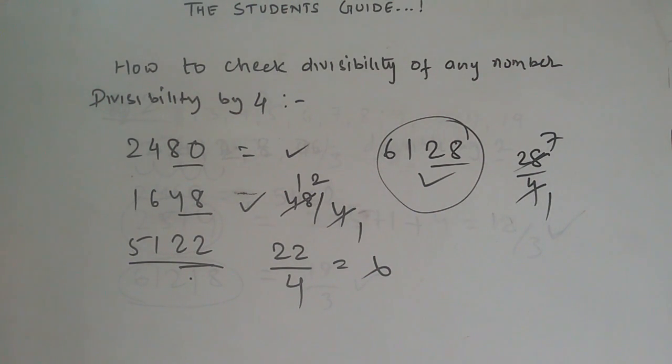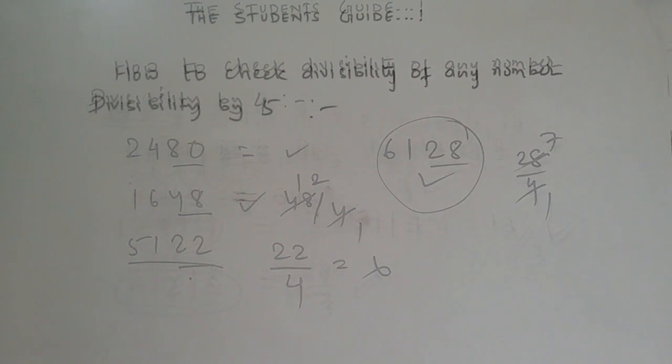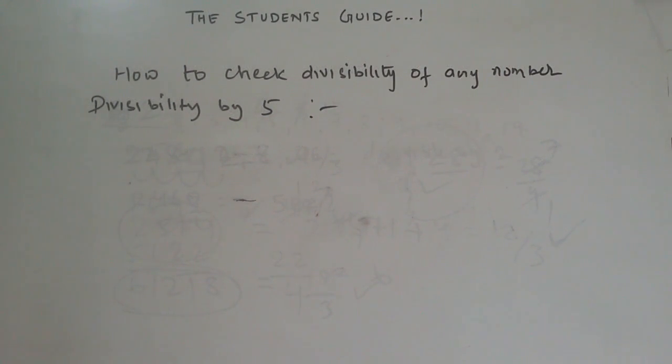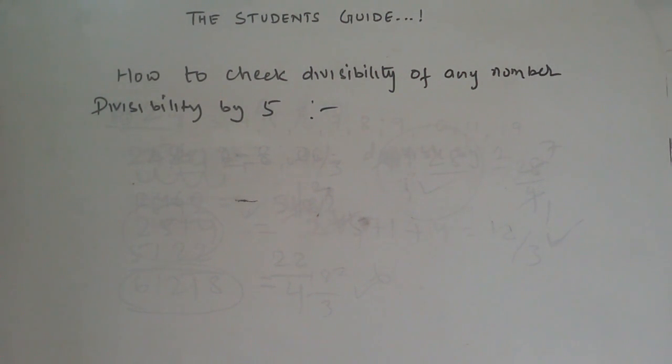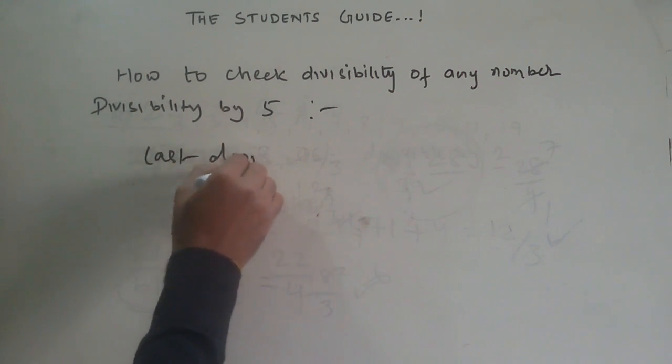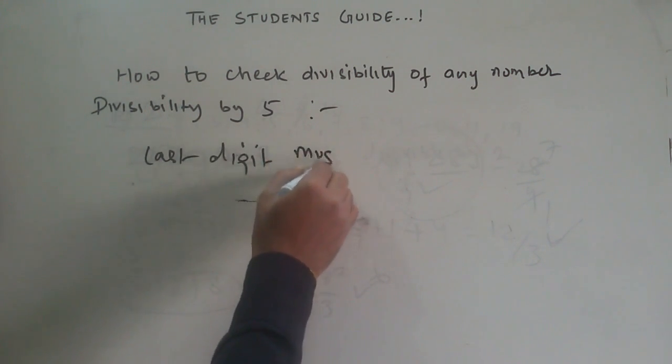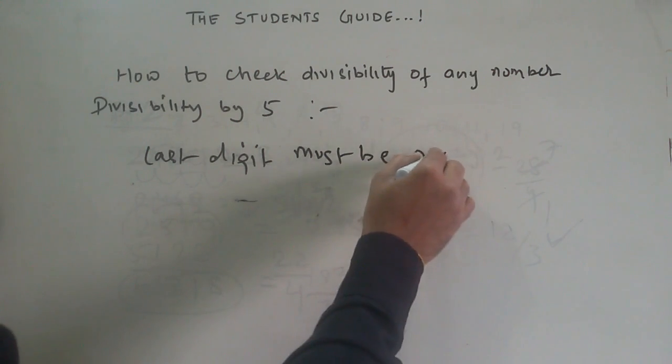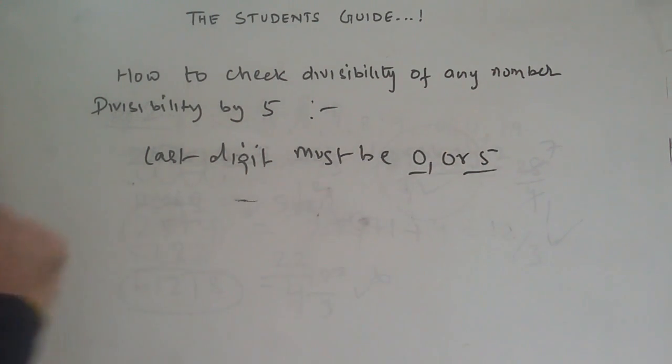Okay, now let's move on to 5, a number which is completely divisible by 5. Let's see the divisibility by 5. Any given number will be divisible by 5 if the last digit of the number is either 0 or 5. If the last digit is 0 or 5, then the number is divisible by 5. Let's see an example.